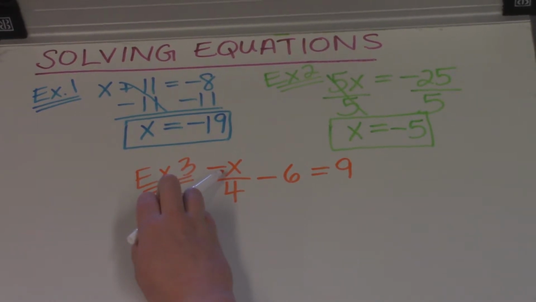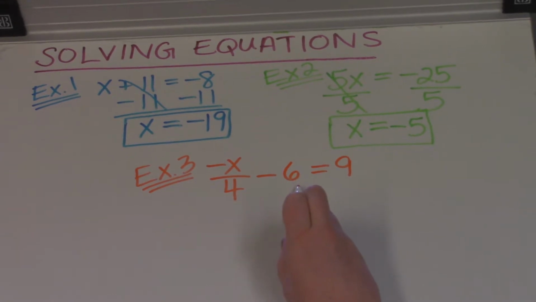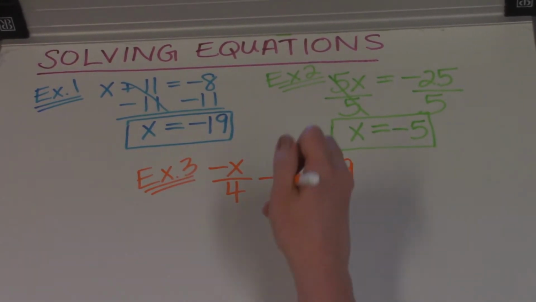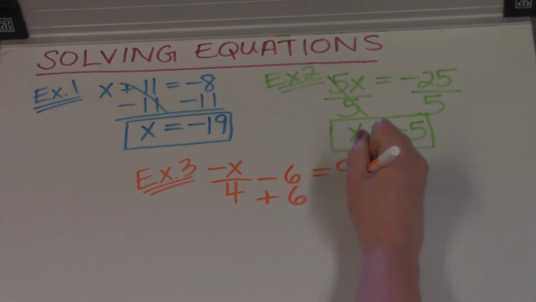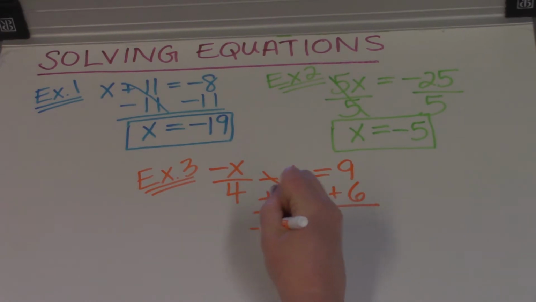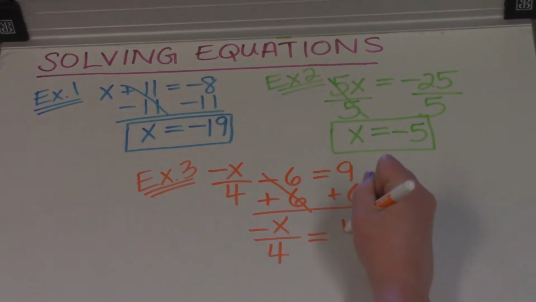In order to do that, you need to move the number that is not attached to the variable first. Since we are subtracting 6 here, the opposite of that would be adding 6 to the other side. When I do that, I get negative x over 4 equals 15.